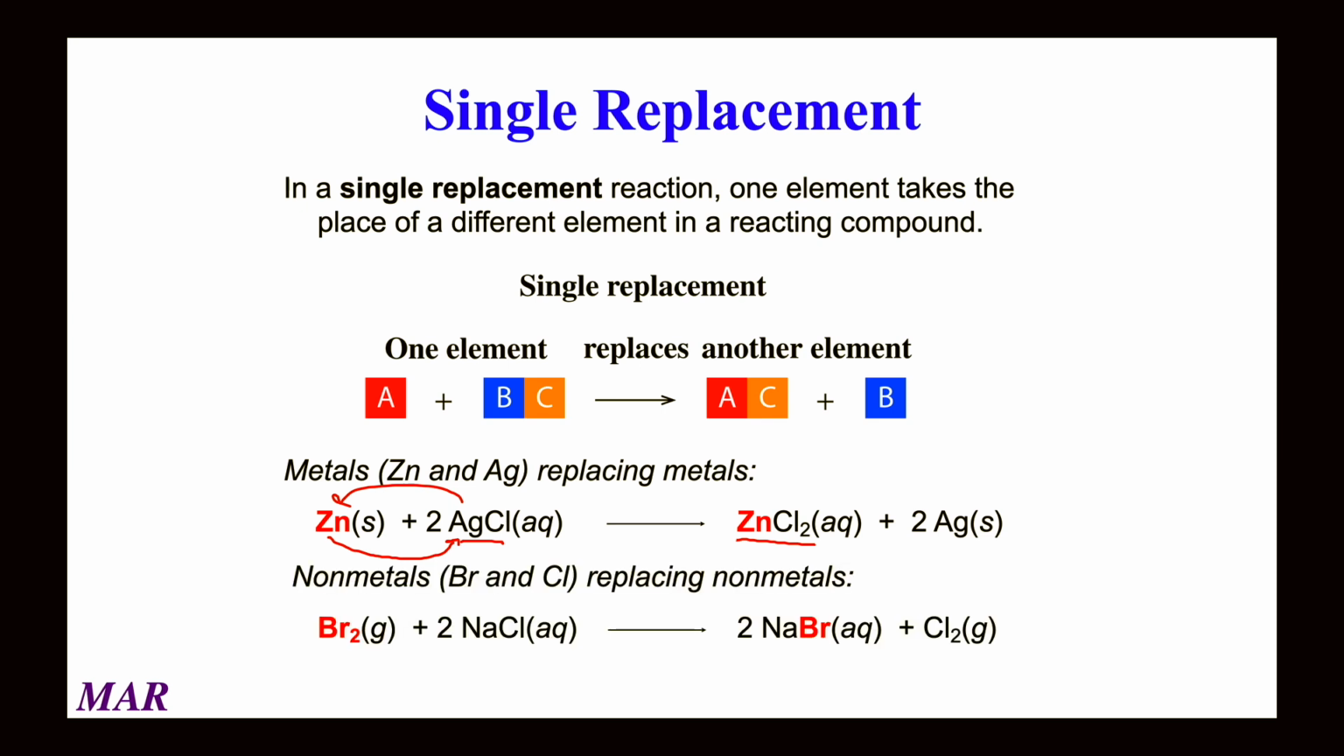Here's an example of the nonmetals. This is an example of bromine and chlorine trading places. So Br and Cl are both nonmetals. They're going to try and fight, I guess, over who's dancing with sodium. That's why you want to think about it. Anyway, bromine and chlorine are both diatomics, so Br2 on both sides, 2 NaCl, 2 NaBr. Sodium is still +1 on both sides.